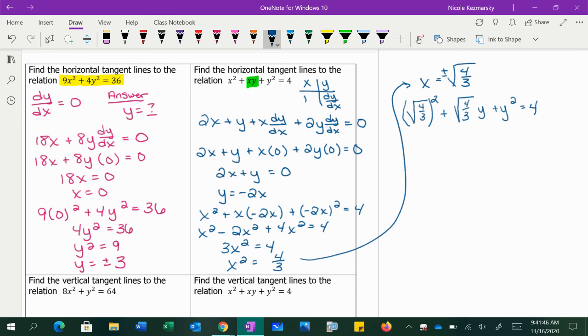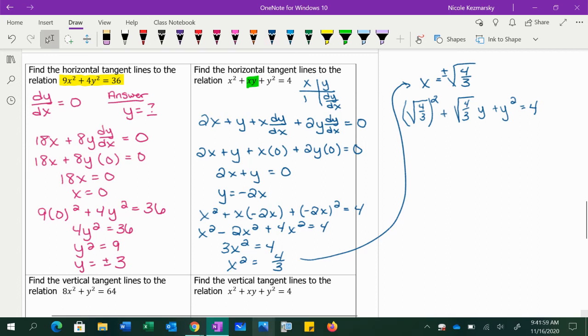And to save us a whole lot of stressful algebra, because this algebra is looking pretty stressful, this is something you would plug into Desmos. Instead of plugging in y, you would plug in x to try and solve this. So let's hop over there real quick.